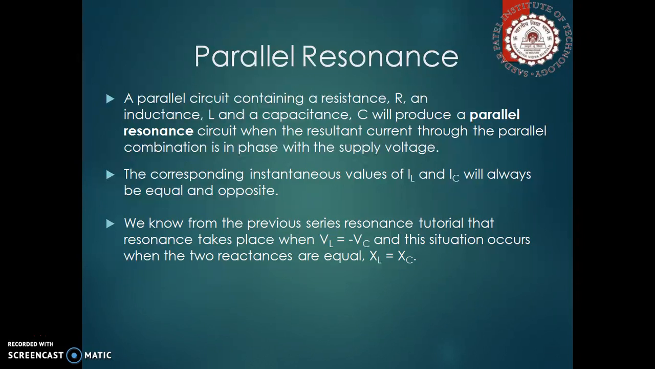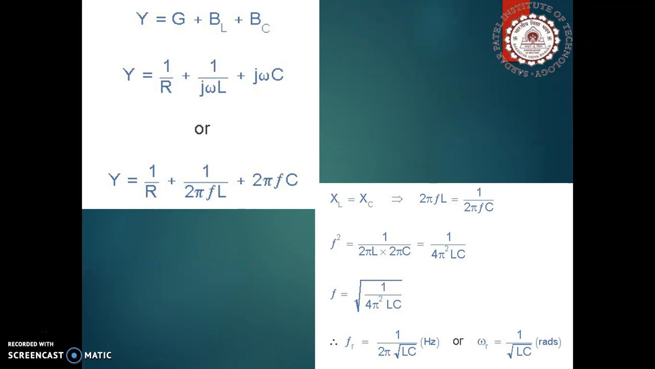So we know from the previous series RLC resonance tutorial that resonance takes place when VL is equal to minus VC, and this situation occurs when the two reactances are equal, that is XL is equal to XC.